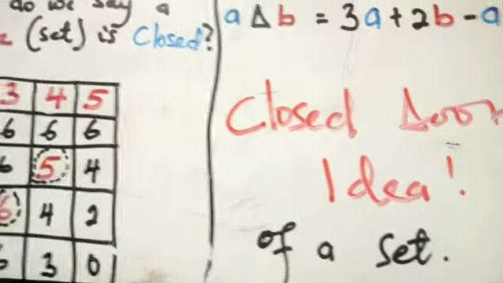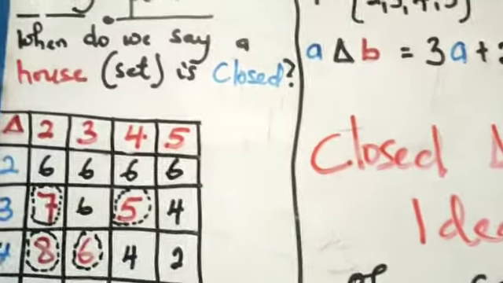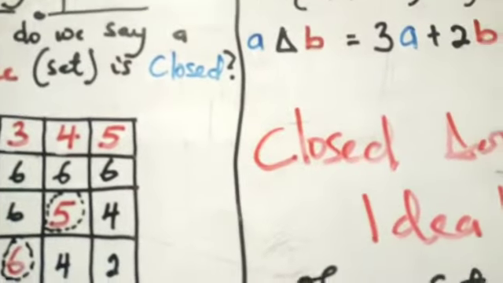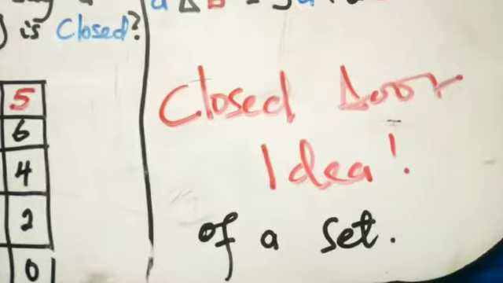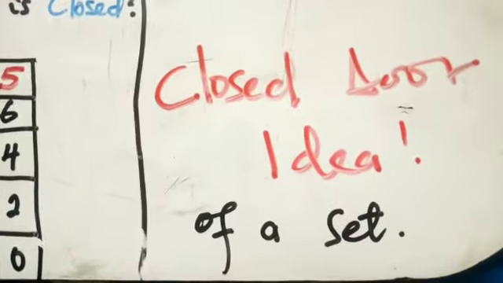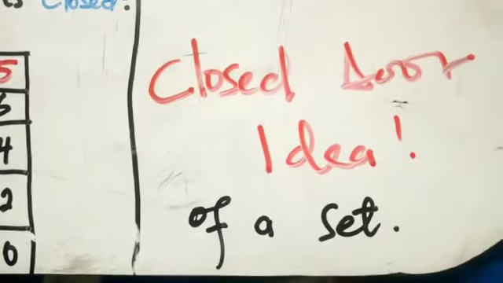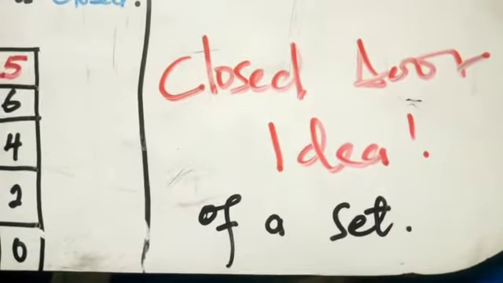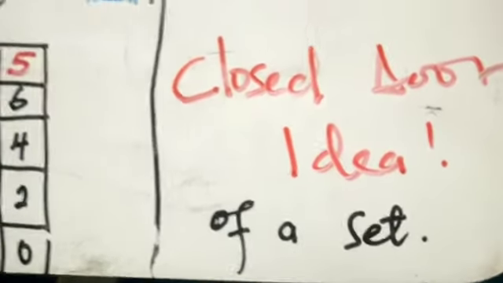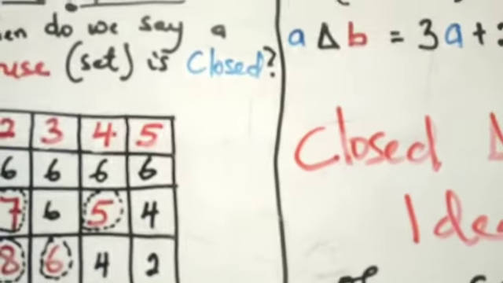This is binary operation. Under this we are going to discuss a closed set. We are going to use the idea of what a closed set is to get an understanding of exactly when you say a certain set is closed. So let's get started.